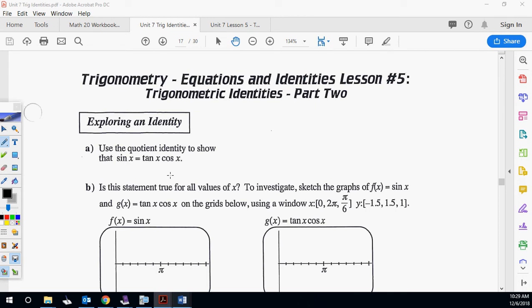Unit 7, Lesson 5, Trig Identities Part 2. So we're just going to be exploring the identity. We're going to look at a couple more, kind of an extension from yesterday.